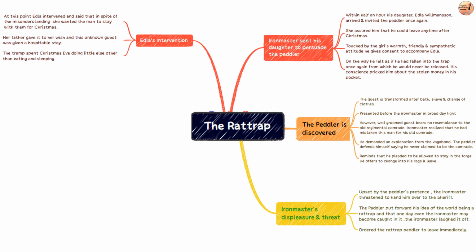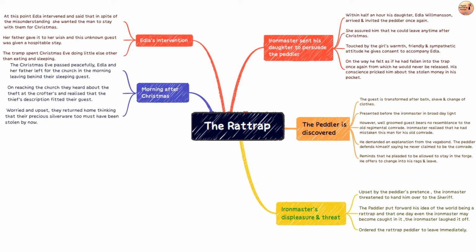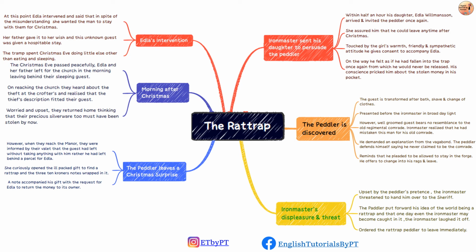The peddler spent Christmas Eve doing little else other than eating and sleeping. The Christmas Eve passed peacefully, and Edla and her father left for the church in the morning, leaving behind their sleeping guest. On reaching the church, they heard about the theft at the old crofter's and realized that the thief's description fitted their guest. Worried and upset, they returned home, thinking that their precious silverware too must have been stolen by now. However, when they reached the manor house, they were informed by their valet that the guest had left without taking anything with him.